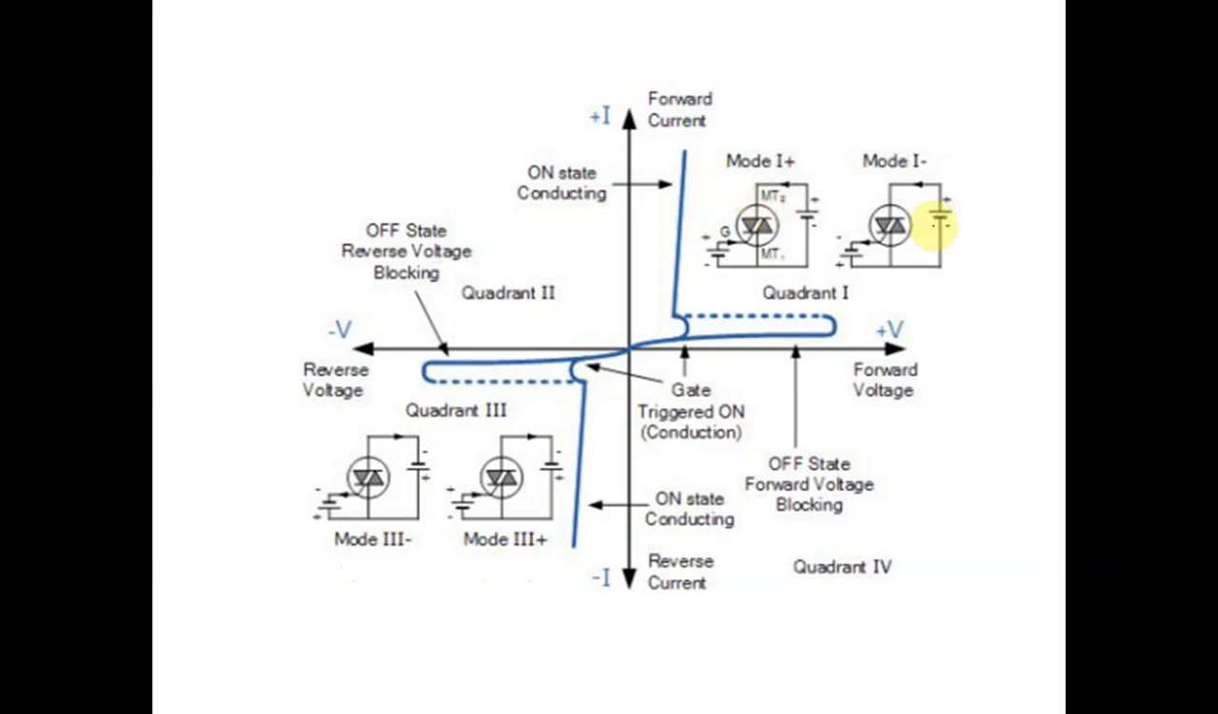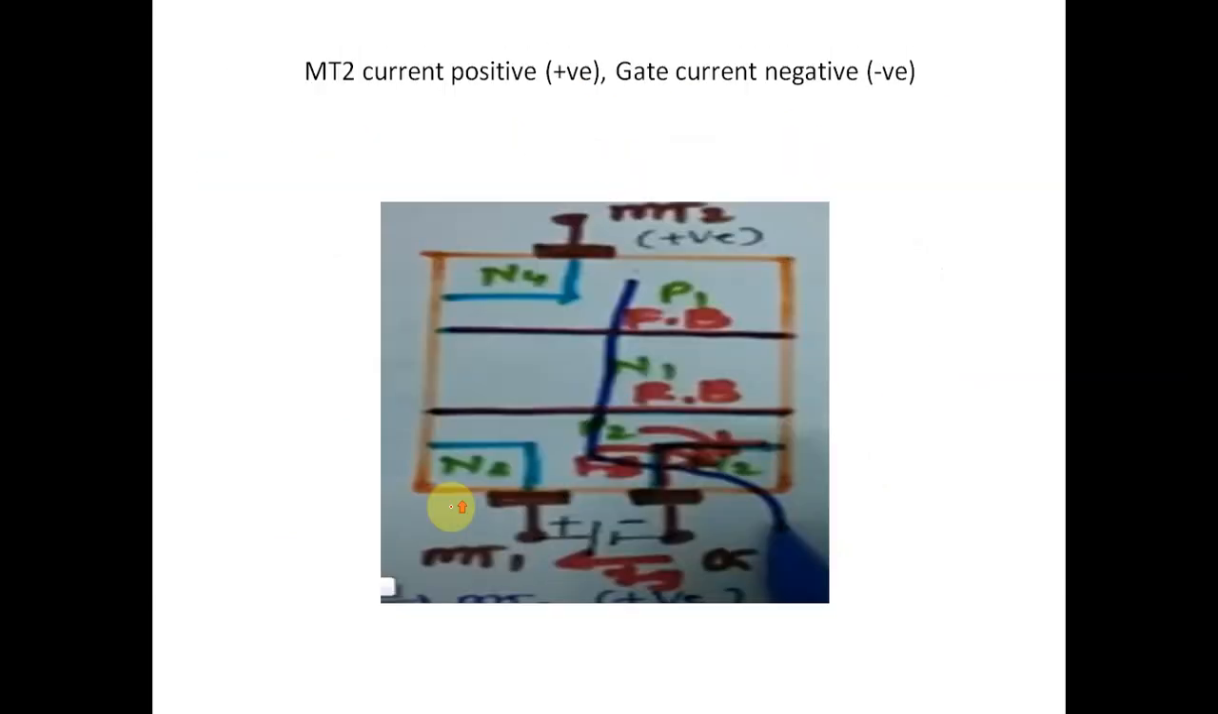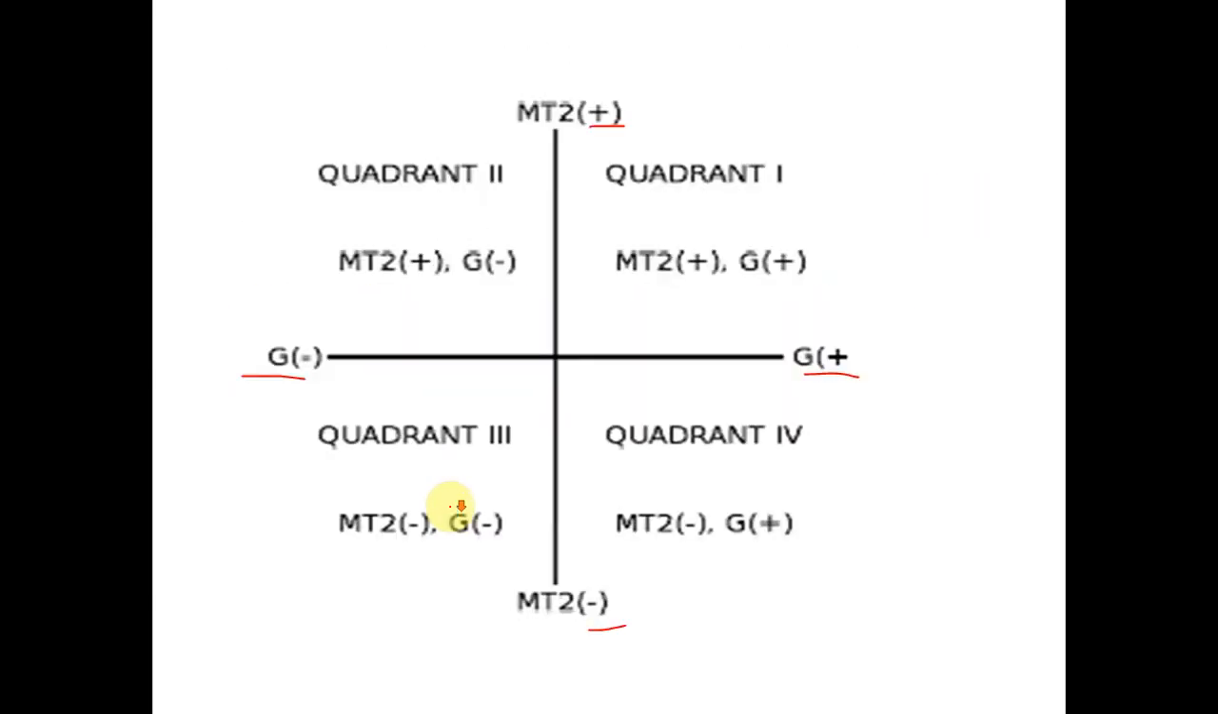In mode first and mode second, we apply MT2 terminal positive, but gate current is positive and gate current is negative, and in mode 3 and 4, MT2 terminal is negative, and first we apply gate current negative and second we apply gate current positive. See here, the MT2 current is positive, but gate current is positive, gate current is negative. Here MT2 current is negative, but gate current is negative, gate current is positive.